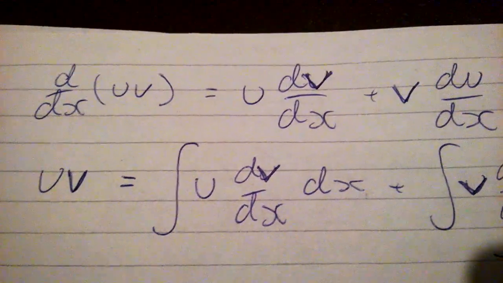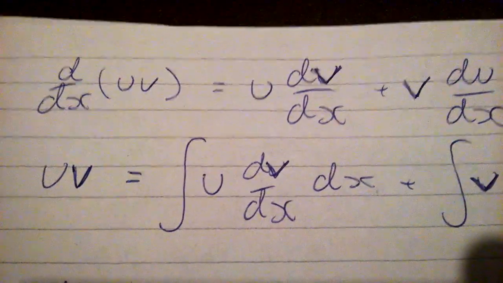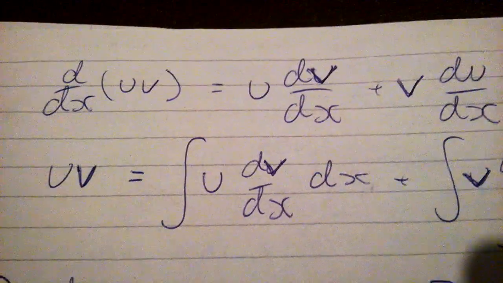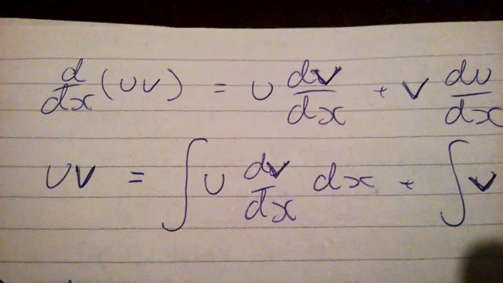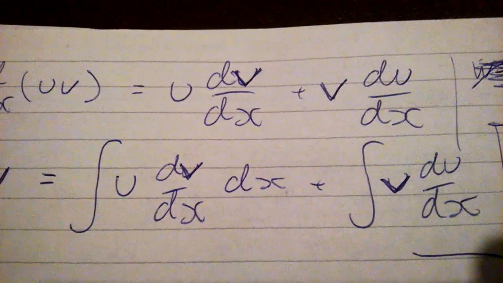The next step is to integrate both sides. If you integrate the left-hand side, you've just got uv. Then you've got the integral of the product u dv by dx, and then the integral of the product v du by dx.